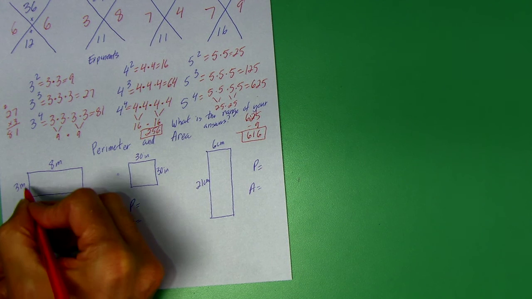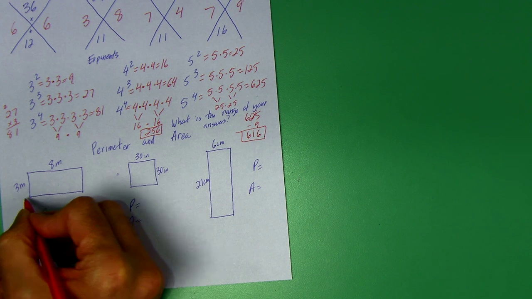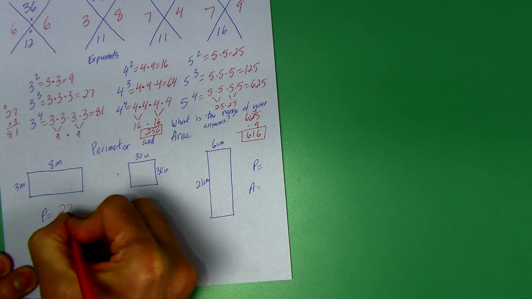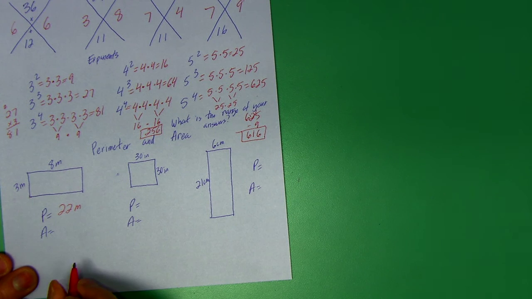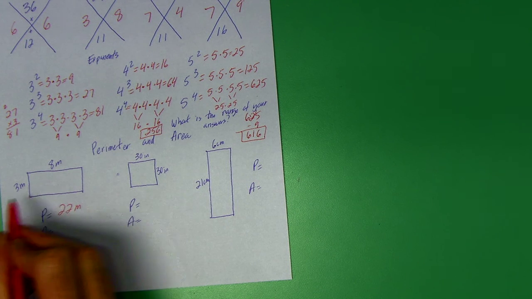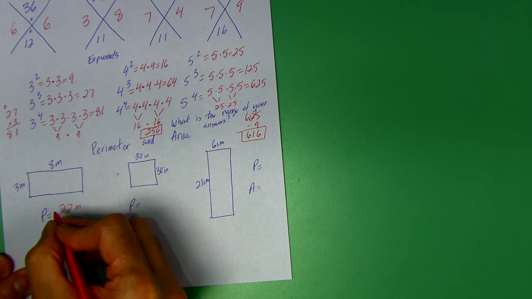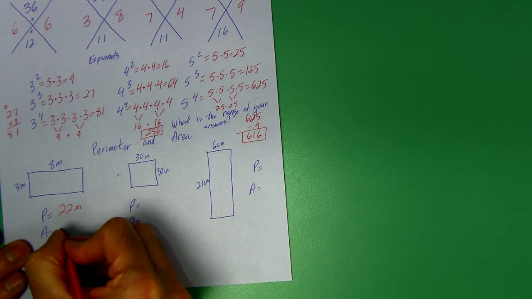So 3 plus 8 is 11. That's halfway around. Another 3, another 8 ends up being 22 meters. And how do you get the area of a rectangle? You just multiply the two, right? I have 8 columns of 3, or I have 3 rows of 8. 3 times 8 is 24.